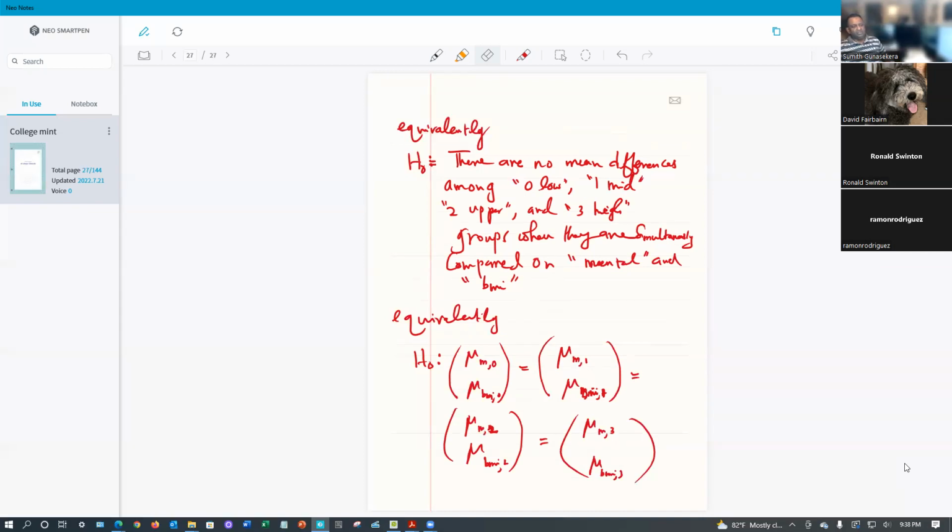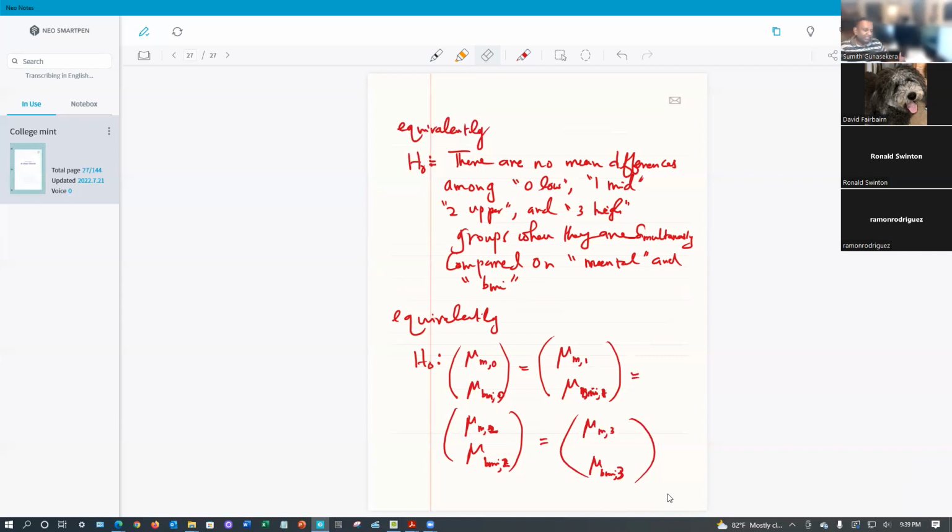I wrote the H naught on this one. BMI in the first group, BMI in the 0 group, BMI in the second group. Sorry, this one cannot be seen. Second group. This one in the third group. This one in the first group. This one in the 0 group. And write this one in any of these ways. Three ways, I wrote that one in three ways.